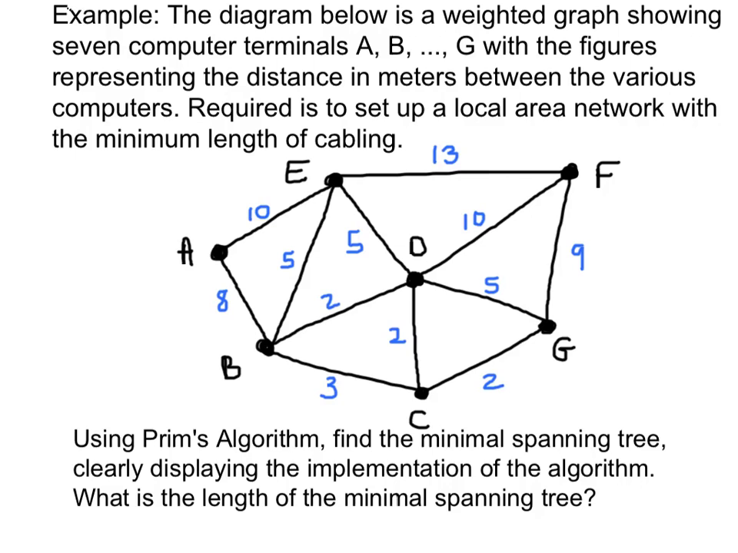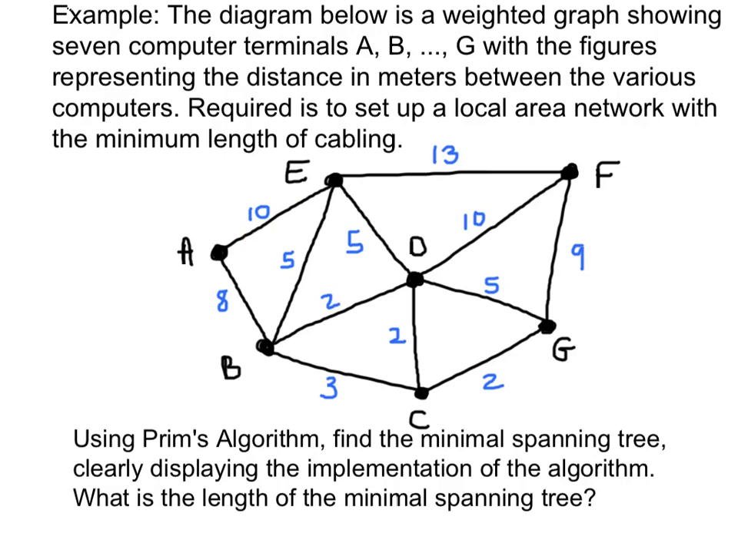It says the diagram below is a weighted graph showing 7 computer terminals A, B, C, D, E, F, G, with the figures representing the distance in meters between the various computers. So let's have a look at the diagram. We can see here that it's possible to have a connection between computer terminal A and computer terminal E, and the distance between these two computer terminals is a distance of 10 meters.